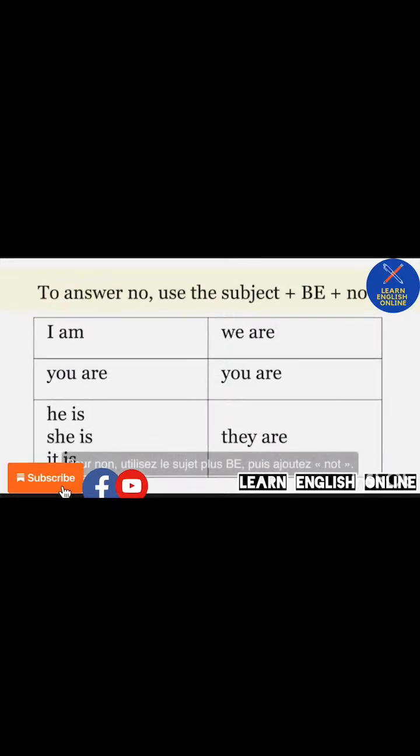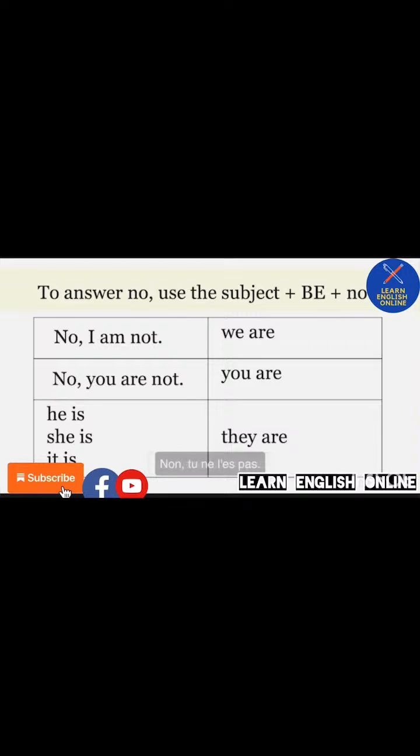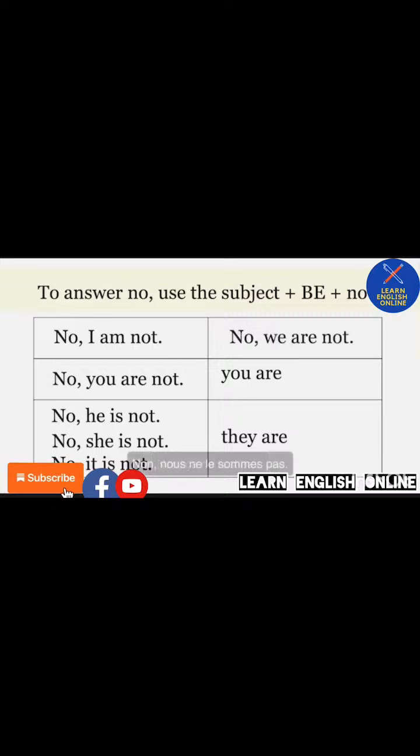To answer no, use the subject plus be and then add not. So here's the chart again. We add no to the front, a comma, and then not at the end. No, I am not. No, you are not. No, he is not. No, she is not. No, it is not. No, we are not. No, you are not. And no, they are not. These are the short answers for the no answer.